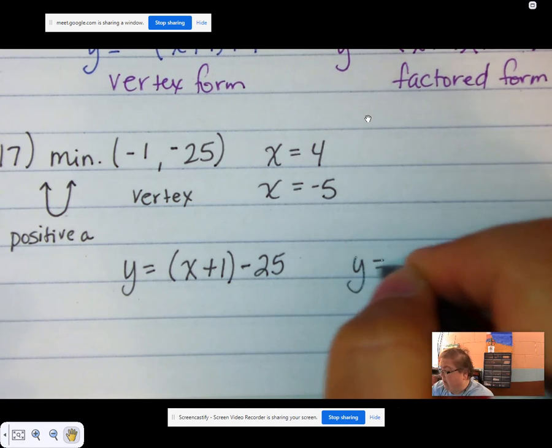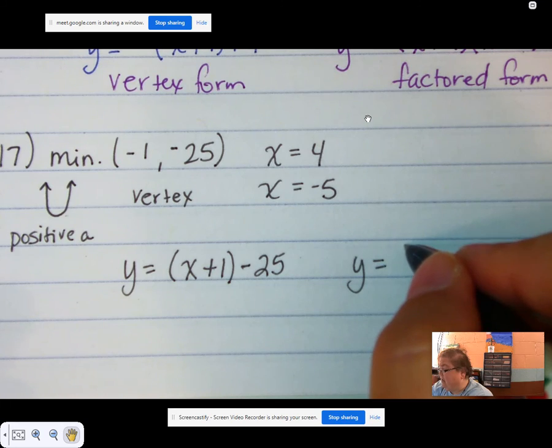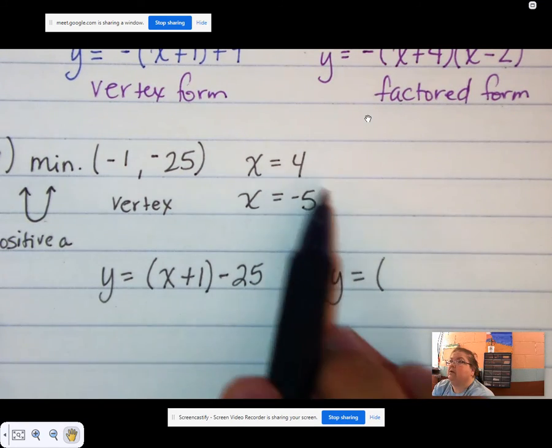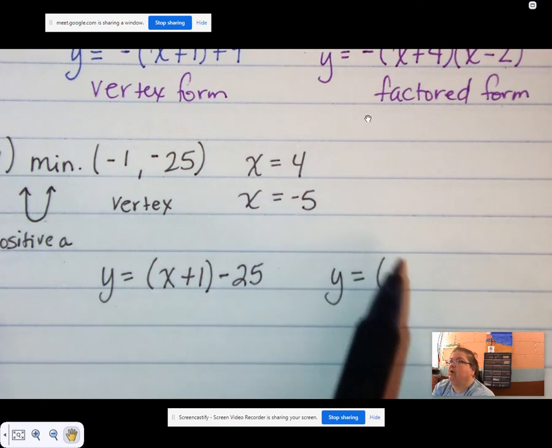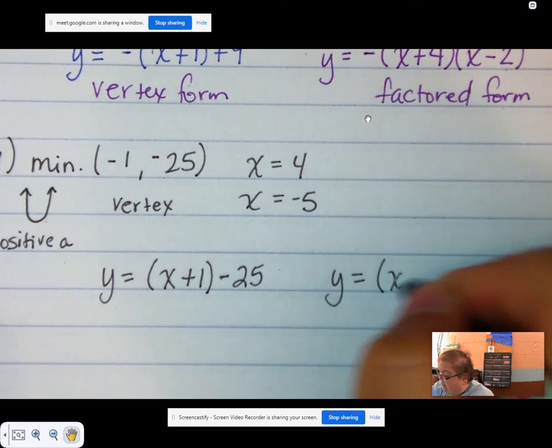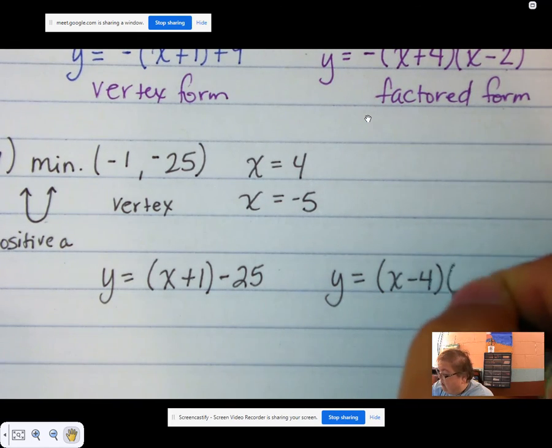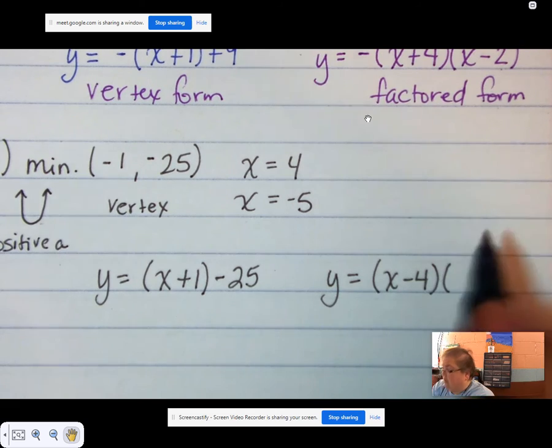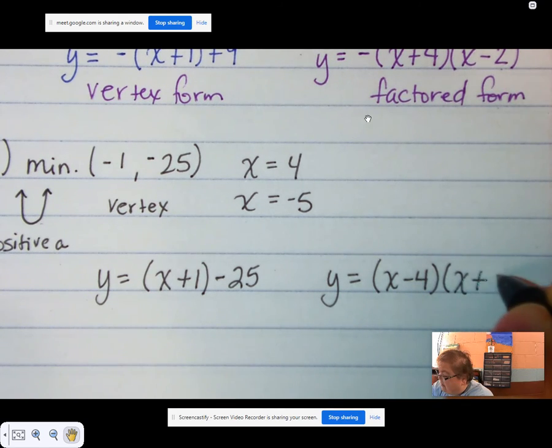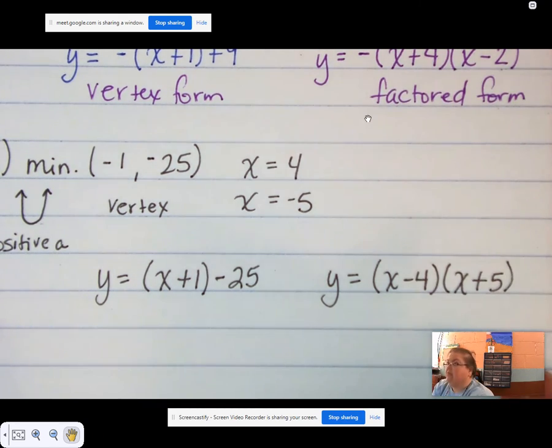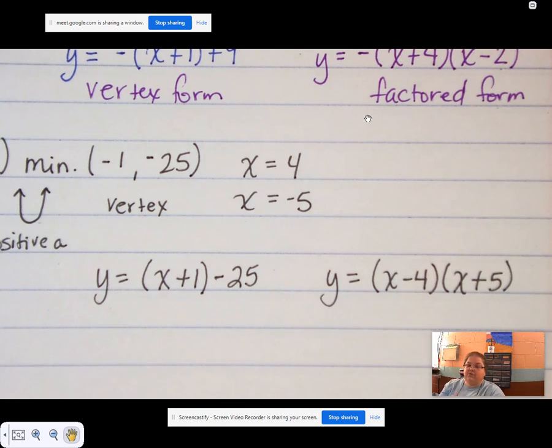The other one is y equals, A is positive, I don't put anything in front. Positive 4 here, what goes in here? Negative 4. Negative 5 out here, what goes in here? Plus 5. Okay? Both ways to write those equations. If you're not given an A value, you use the invisible 1. Okay?